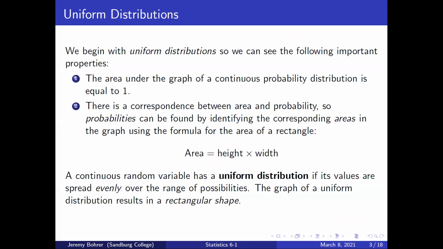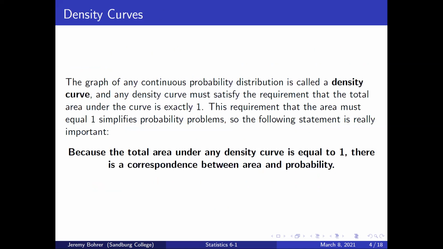We begin with uniform distribution so we can see the following important properties. The area under the graph of a continuous probability distribution is equal to 1, and there is a correspondence between area and probability, so probabilities can be found by identifying the corresponding areas in the graph using the formula for the area of a rectangle. Area equals height times width. A continuous random variable has a uniform distribution if its values are spread evenly over the range of possibilities. The graph of a uniform distribution results in a rectangular shape.